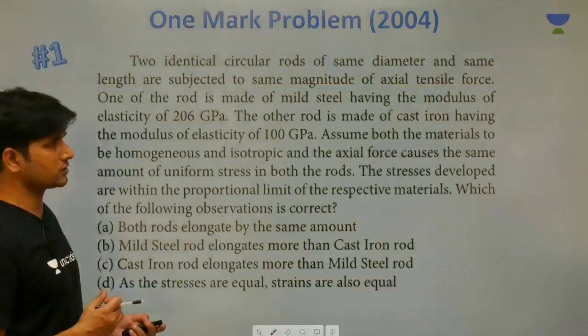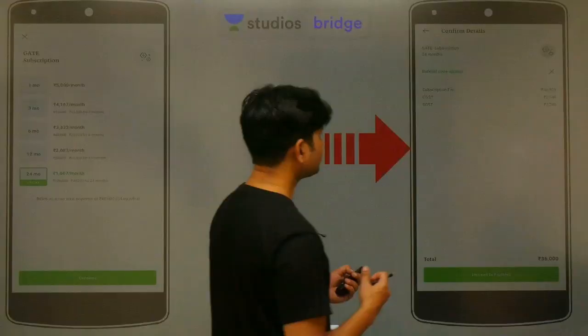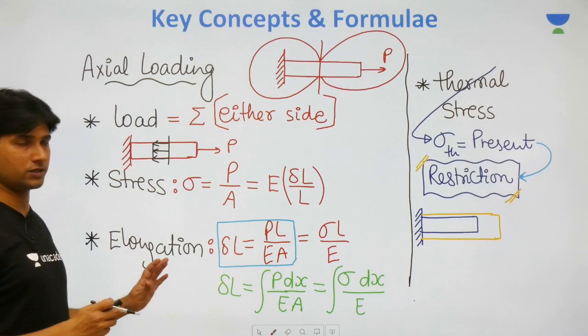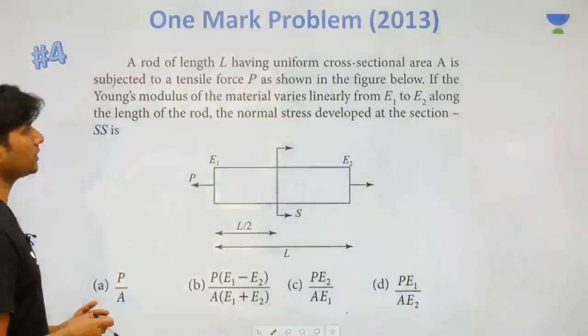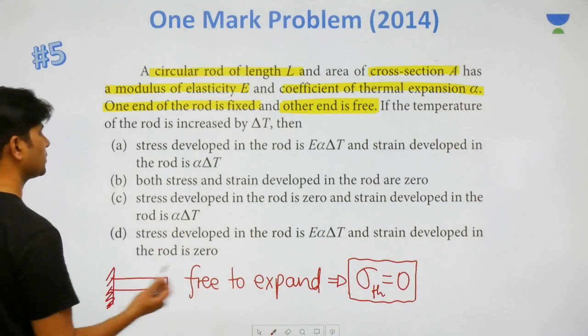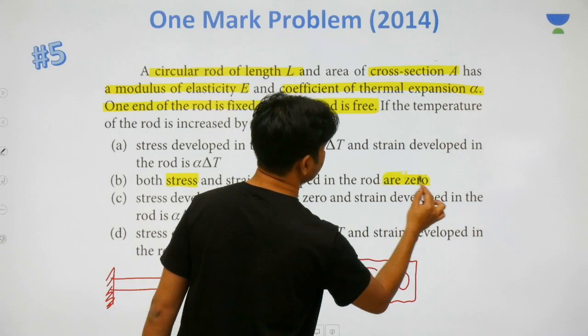I told you in the very beginning, when I was briefing you about the concepts, that thermal stress will be present only when restrictions are there. Maybe partial restriction, maybe complete restriction, but restriction has to be there. And in our current problem, this 2014 problem, there is no restriction. And if there is no restriction, thermal stress will be zero. So where is thermal stress zero? In the second option, stress is zero.